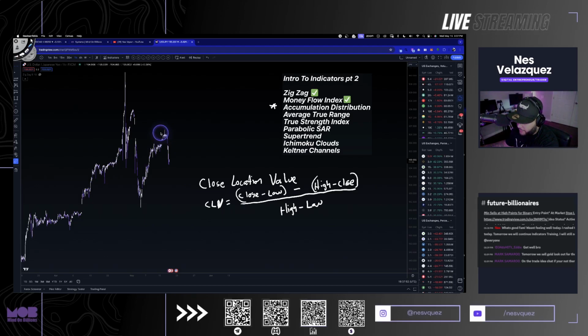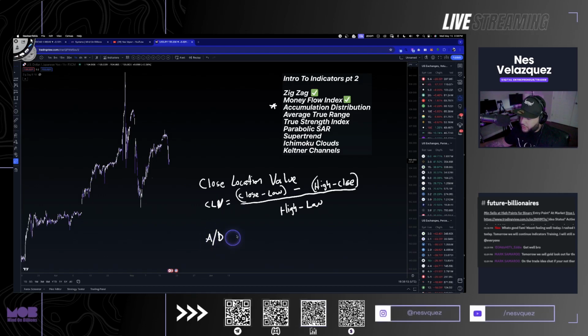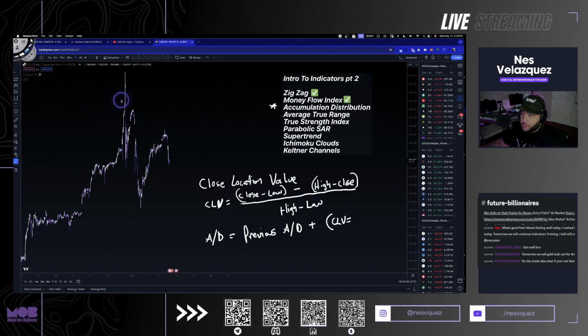And here's another one. It's another one of the calculations that all work together to create what the accumulation distribution indicator indicates. So AD, accumulation distribution, equals the previous accumulation distribution plus the close location value times the volume.